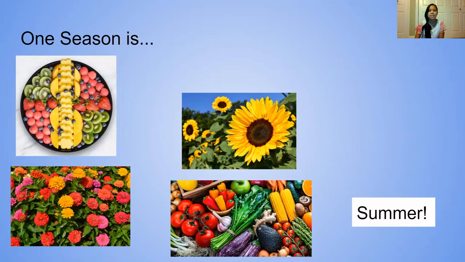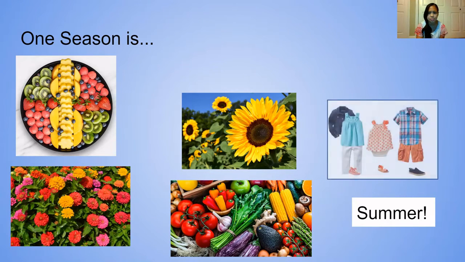We also have delicious fruits, right? Ooh, that looks so yummy. We have melon, so you have watermelon, cantaloupe. We have berries. Berries grow in the summertime too. We have pineapple. There's so many delicious fruits that grow in the summer. Actually, almost all the fruits grow really beautiful in the summer.